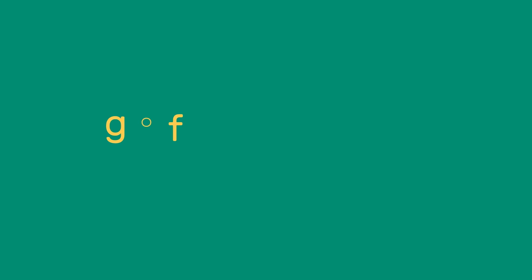Function composition is of course where we can combine two functions. We'll represent g and f being combined like so. That little circle you see there is a symbol that says function g is combined with function f. So let's go ahead and have a mathematical example now.